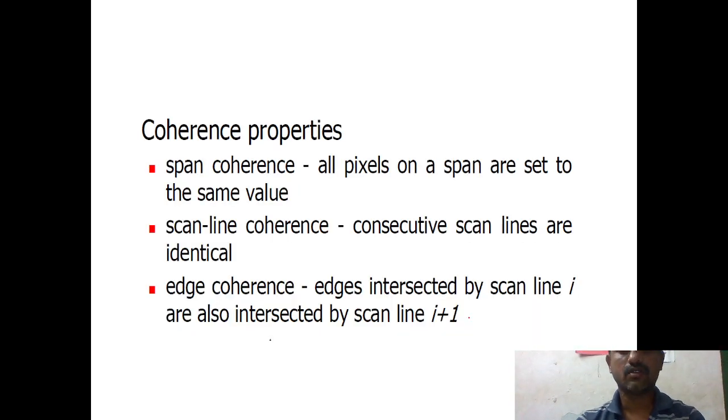Span coherence: all pixels on the span are set to the same value. Scanline coherence: consecutive scanlines are identical. Edge coherence: an edge intersected by scanline i is also intersected by scanline i plus 1. Based upon that, we can perform the operations.